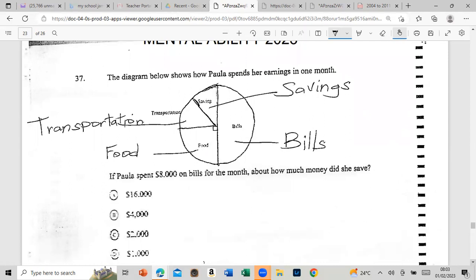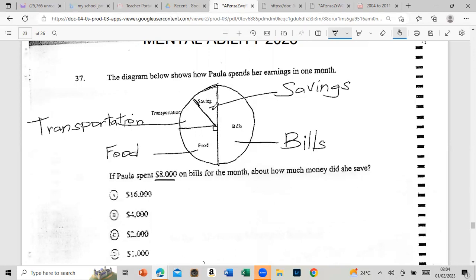Oh, this is the money. This looks like 16,000, 4,000, this looks like 2,000. And I don't know what this is. I forgot to work this out, guys. If Paul spent 8,000 on bills for the month, about how much money did she save?